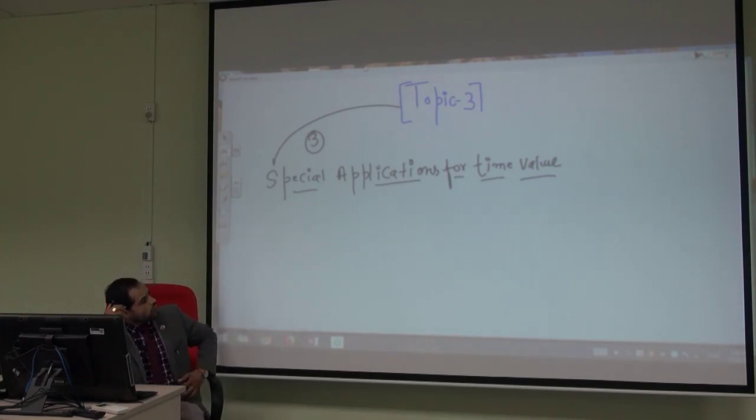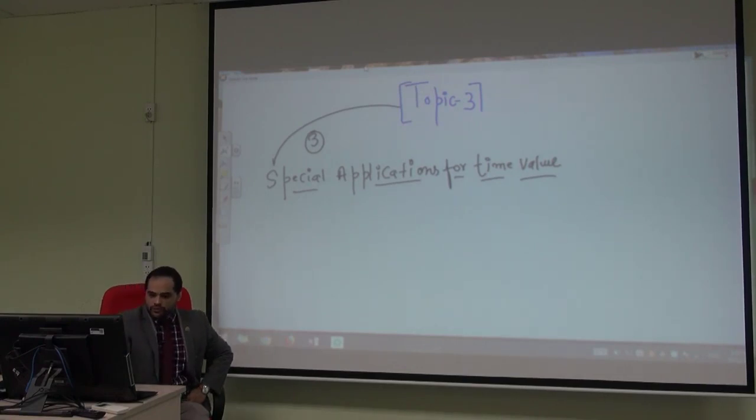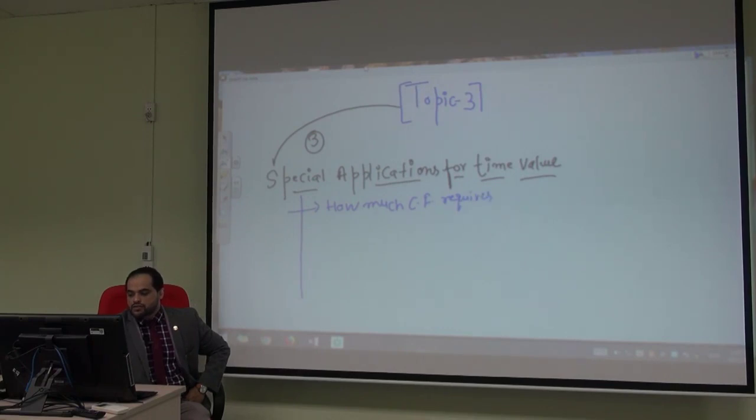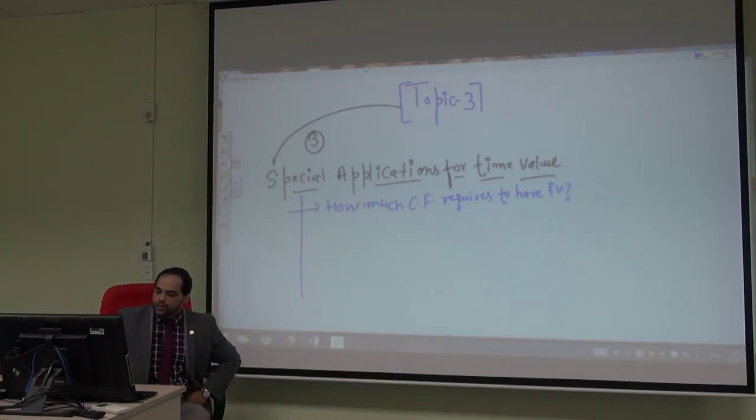Special applications for time value. In this learning outcome, we're going to talk about the four different special applications in relation to time value. So the first one is how much cash flow is required to have a future value. Right? What does it mean?